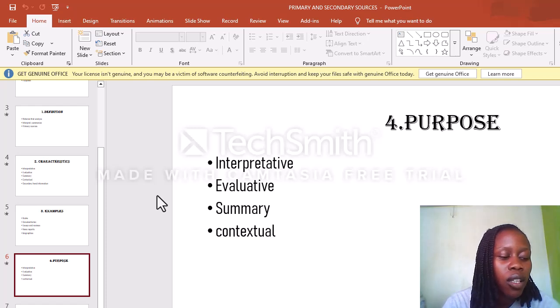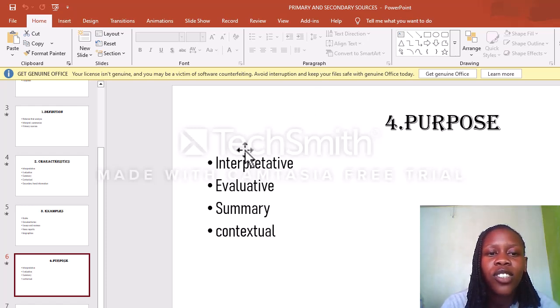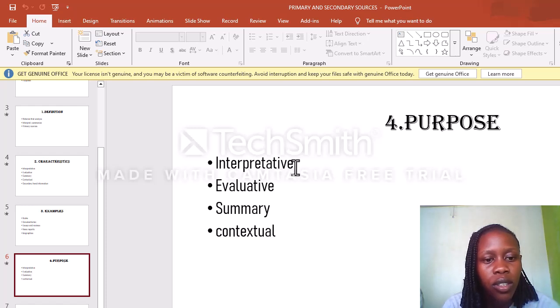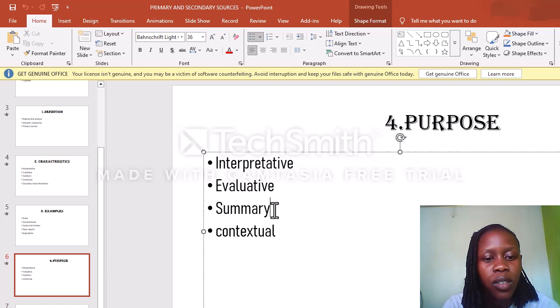Then in social science, secondary sources offer theoretical networks in research methodologies and interpretation of primary data. Then the purposes of secondary source is interpretative. It's easy, like one can easily interpret a secondary source information. You can evaluate it. It's easy to summarize, and contextual.